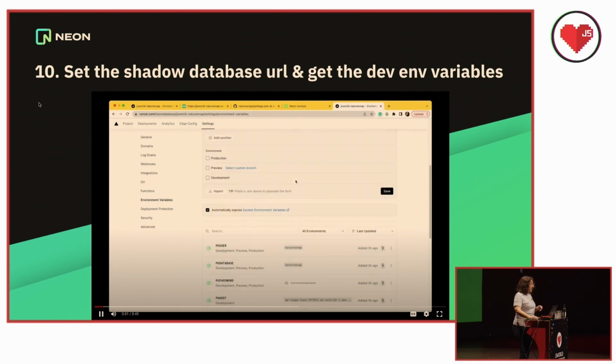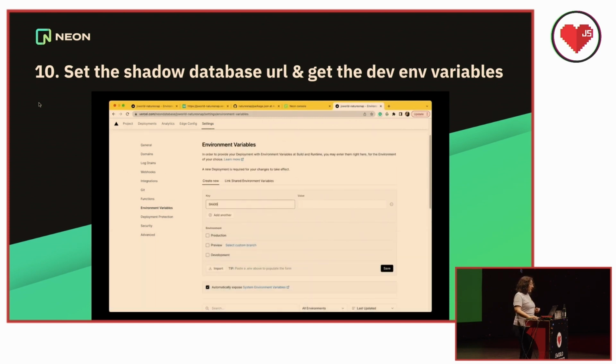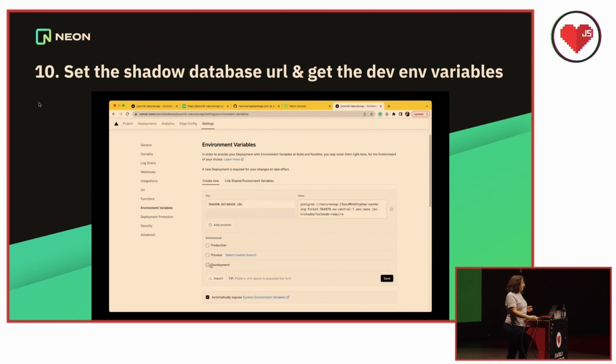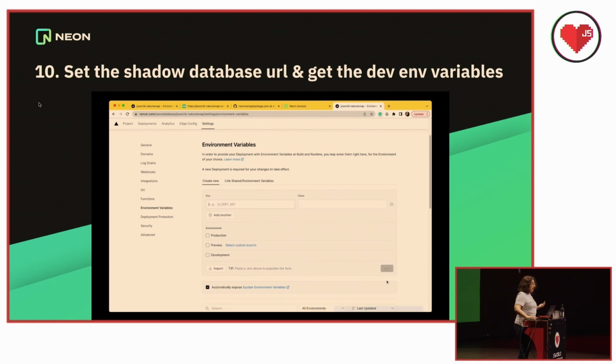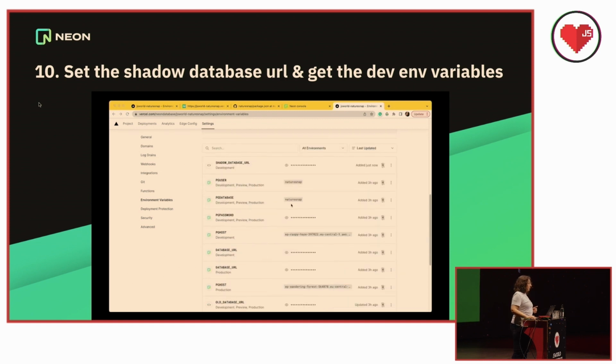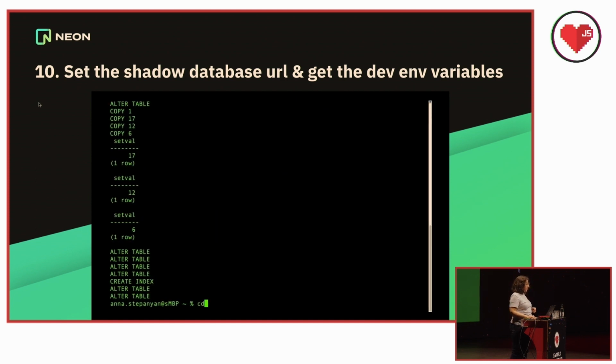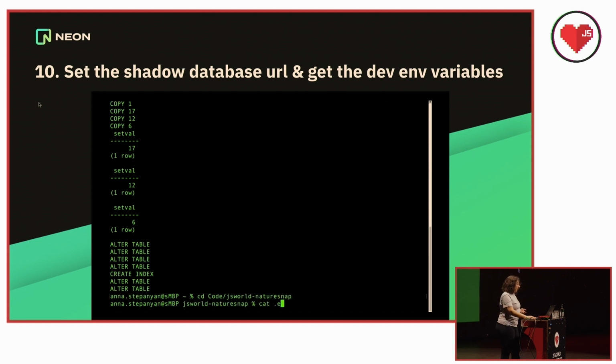Finally, one more tiny step that I need in order to keep Prisma happy. I need to configure a shadow database URL again because I just moved to Neon and I need to populate it here too. Now I'm ready to start developing locally.